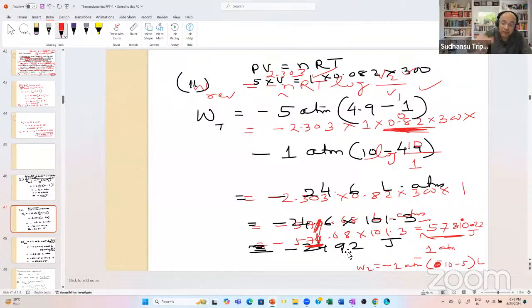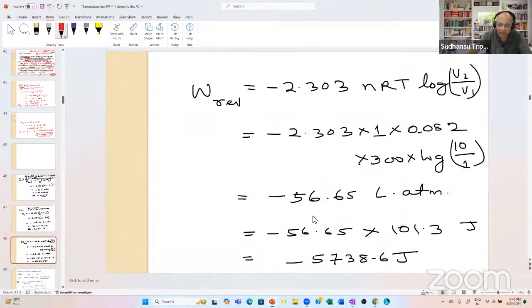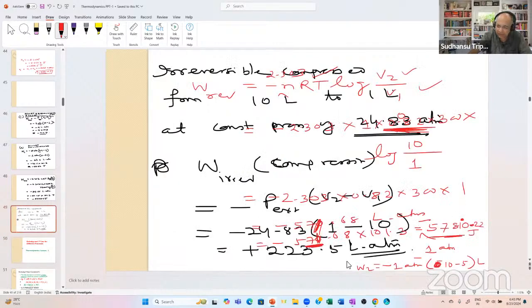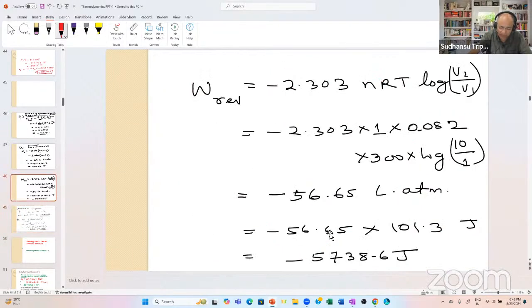If you make it in 3 steps, still it will be more than 2,500. 4 steps, as many number of steps you increase, the more steps you perform, you will be heading towards the ideal value. But you can't exceed the ideal value. This is the maximum work that you can generate out of this expansion from 1 liter to 10 liter, from 24.83 atmosphere to 1 atmosphere. The maximum work done is 5,700 some odd.